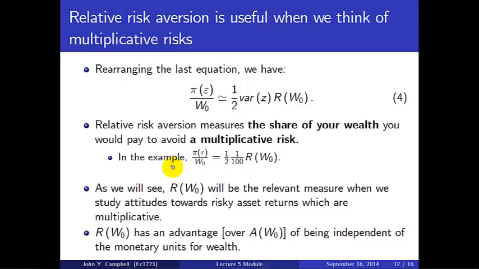Now in the example that I just showed you where you either gain 10% or lose 10%, the standard deviation of that is 0.1, 10%, and the variance is the square of that, which is 1/100th. So that says that the share of your wealth you would pay to avoid a multiplicative risk is 1/2 times 1/100th times relative risk aversion. So as we'll see, relative risk aversion is going to be what matters when we study attitudes towards risk in financial markets, risky asset returns, which are multiplicative. And relative risk aversion has an advantage over absolute risk aversion of being independent of the monetary units for wealth. So it doesn't matter whether we're talking about dollars or cents or euros, relative risk aversion will be independent of that choice of units.